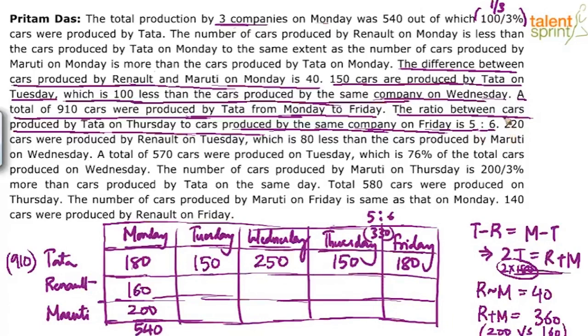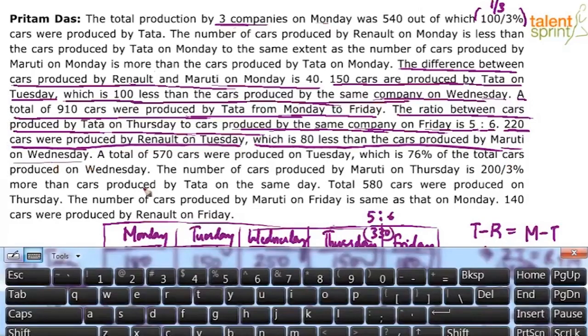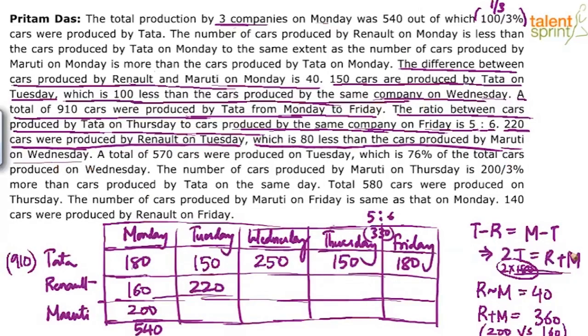220 cars were produced by Renault on Tuesday, which is 80 less than the cars produced by Maruti on Wednesday. Which is what? 220 is 80 less than Maruti on Wednesday. Sorry, are you able to follow? So Maruti on Wednesday was 80 more than this, which is 300. You getting it? 80 less than 300 is 220.